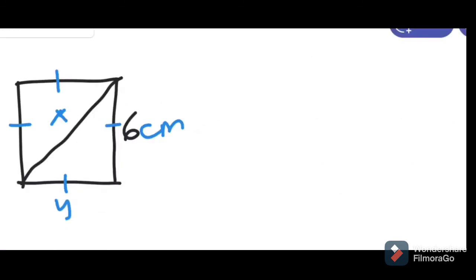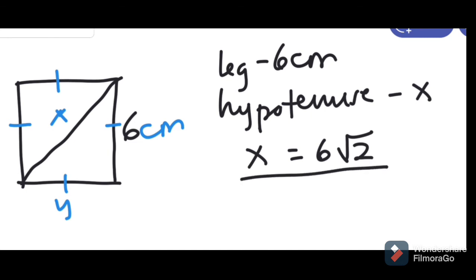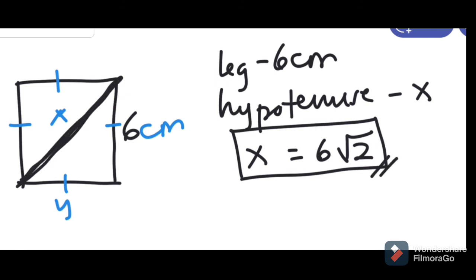What do we know? We have the leg is equal to 6 centimeters. And we are looking for the hypotenuse, which is x. To find the hypotenuse, we multiply the leg and the square root of 2. So we have here the hypotenuse x is equal to the leg, which is 6, times the square root of 2. So that is our answer. The value of x in this case is equal to 6 square root of 2.